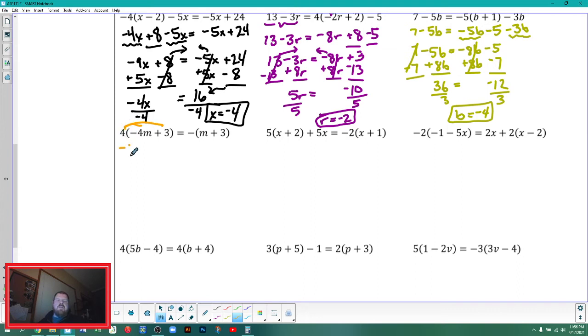4 times -4 is -16m. 4 times 3 is plus 12. Negative, distributing that in, I have -m minus 3. And here we go. Now we've got simplified, so that's good. We just got to move our variables one way, numbers to the other. Let's go ahead and add 1m. Okay with adding 1m. And then I'll subtract 12.